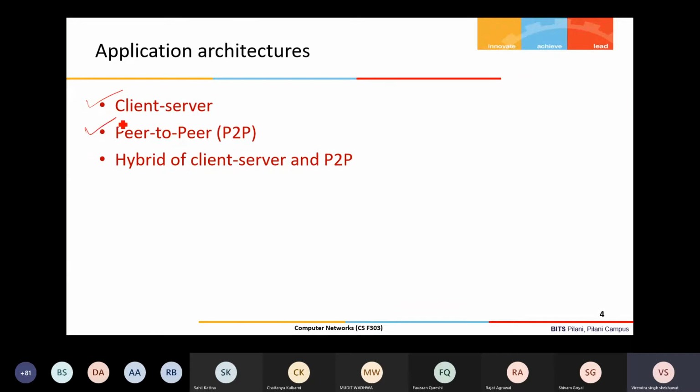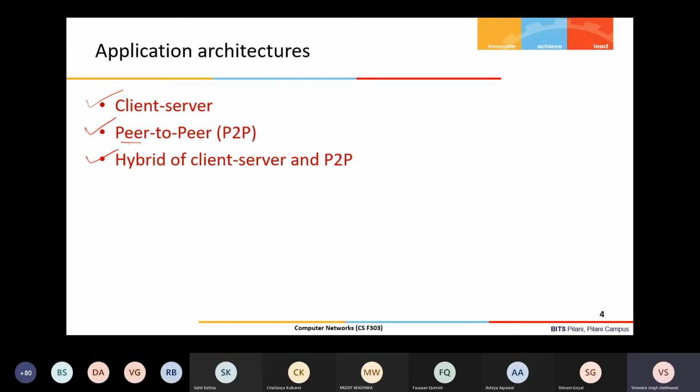So client-server, then peer-to-peer means, as the name indicates, there is no client and no server. Any peer can communicate with any peer. We will discuss it a little bit in detail, and later we will talk more about peer-to-peer applications. And the third architecture is a hybrid of these, which does not fit exactly into the client-server architecture and also does not fit into peer-to-peer. It's a kind of mix of the two.